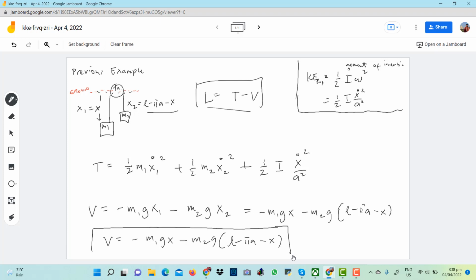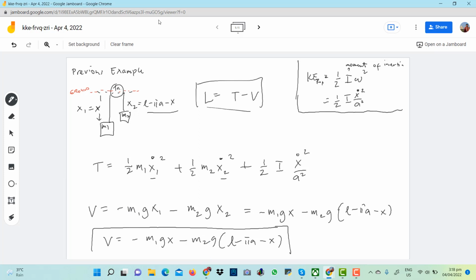See, potential is just a function of x because m1, m2, g, L, and a are constants. So it is just a function of x, okay? So potential is a function of x. Now, how about this x1 dot and x2 dot? So what is x1 dot and x2 dot?